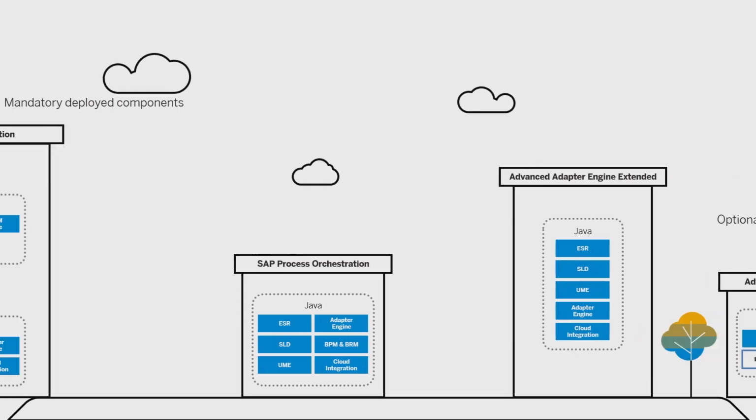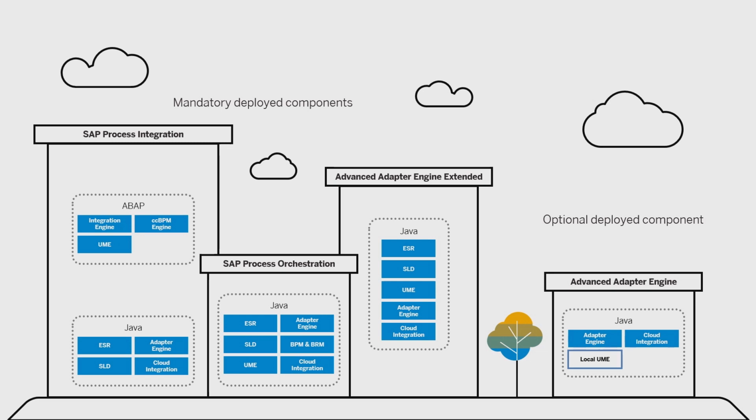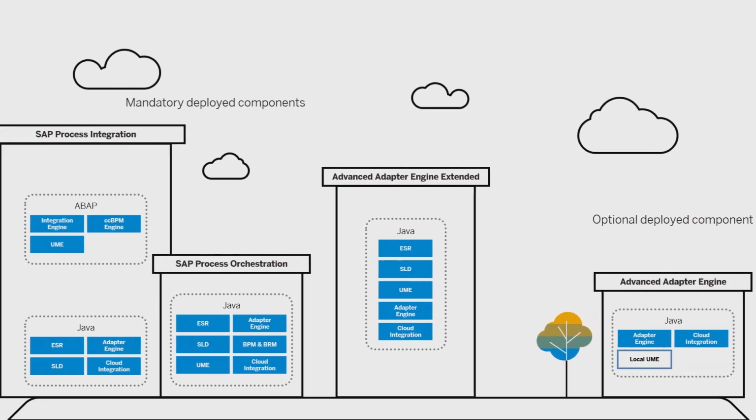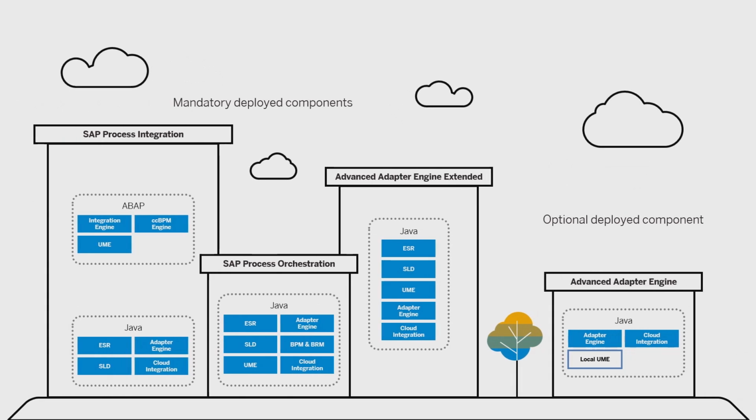The third option is the Advanced Adapter Engine Extended. It is an evolvement of the Advanced Adapter Engine, which provides the same capabilities as SAP Process Orchestration in terms of messaging and connectivity, but no business process and rules management capabilities. So, if pure messaging meets your technical requirements, you can go with the Advanced Adapter Engine Extended option. Otherwise, if you have additional requirements for stateful messaging or human-centric business process management across applications, SAP Process Orchestration is the preferred option.